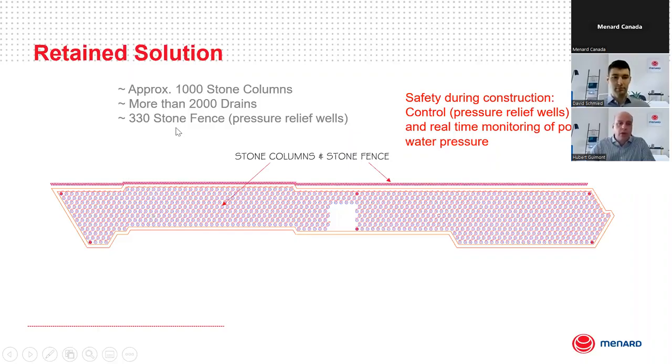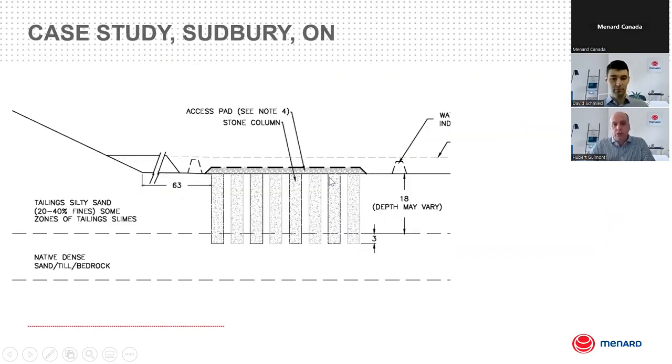Then we first installed the wick drain, and then the stone columns, in order to stabilize the toe of that berm. Here you can see it in the cross section. You can see that we were working in the tailings and going down to the native soil in order to treat for liquefaction.